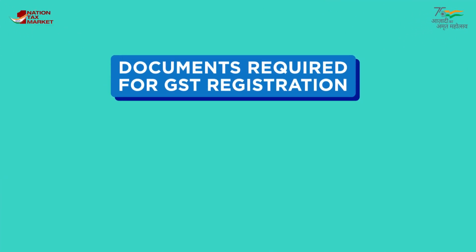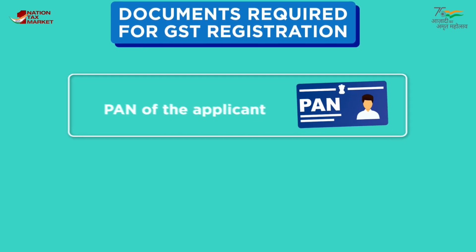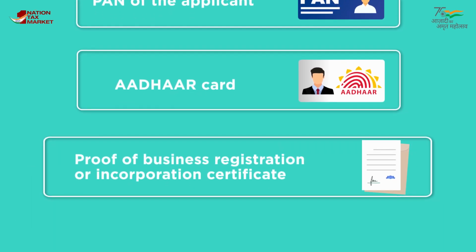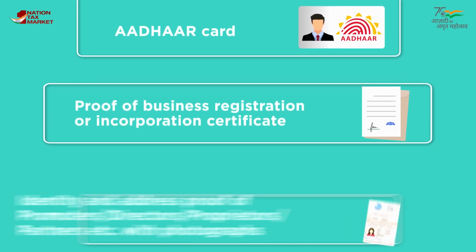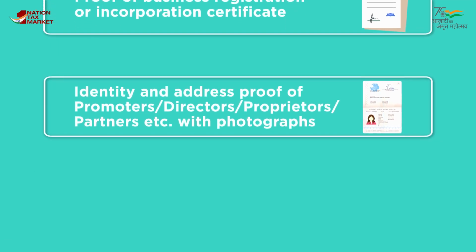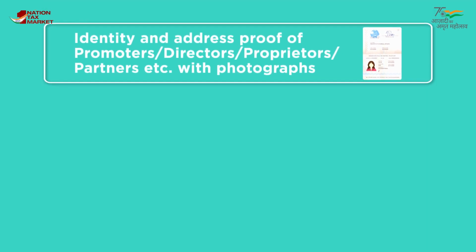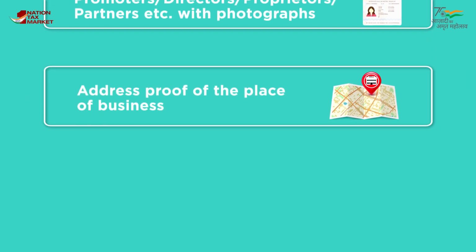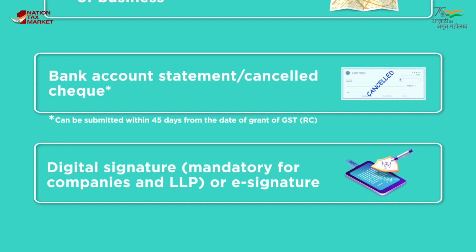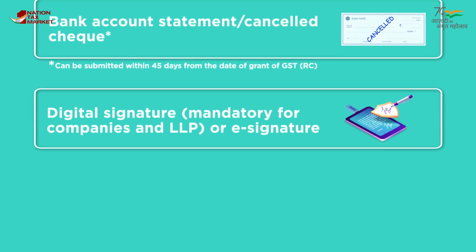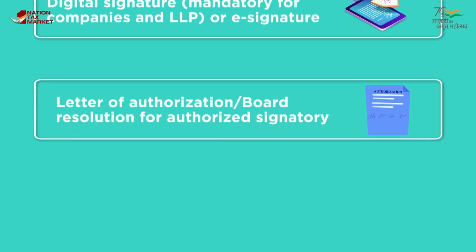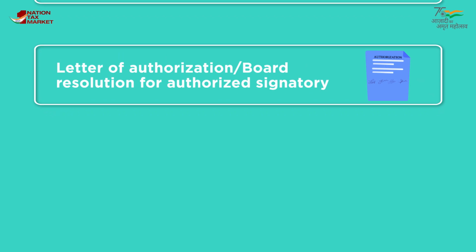Documents required for GST registration are PAN of the applicant, Aadhaar card, proof of business registration or incorporation certificate, identity and address proof of promoters or directors or proprietors or partners, etc. with photographs, address proof of the place of business, bank account statement or cancelled check. Digital signature, mandatory for companies and LLP, or e-signature. Letter of authorization or board resolution for authorized signatory.